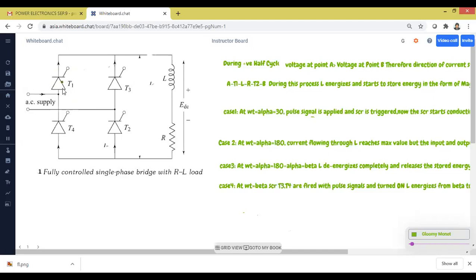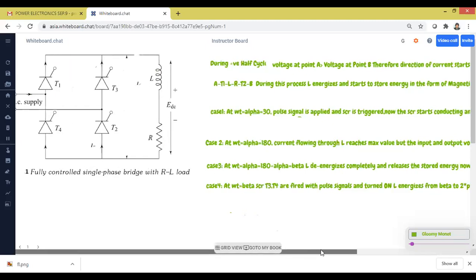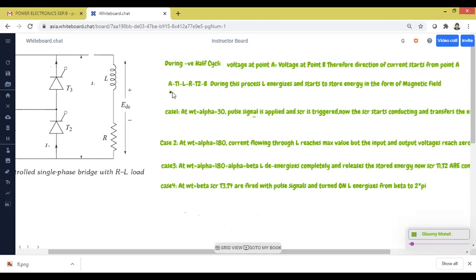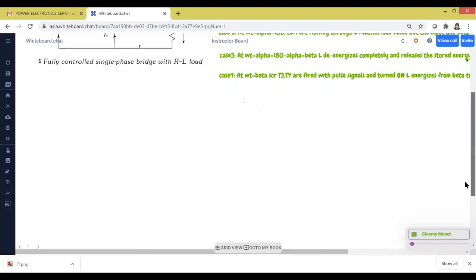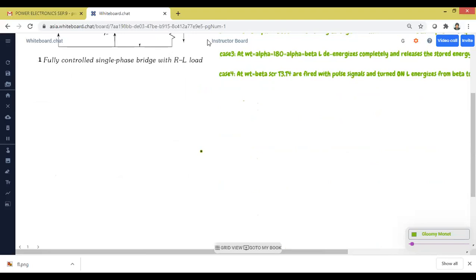Now, all the three junctions are forward biased. Finally, the SCR T1 is on. So current flows through T1, then through the load, and from the load to T2, and T2 to B. So the direction of the current starts from A to T1, T1 to load, load in the sense inductor and resistor, and then to B. During this process, this is important now, the inductor energizes. Let me share again. This inductive load will be somewhat complicated, but you must listen a number of times in order to have the exact understanding.